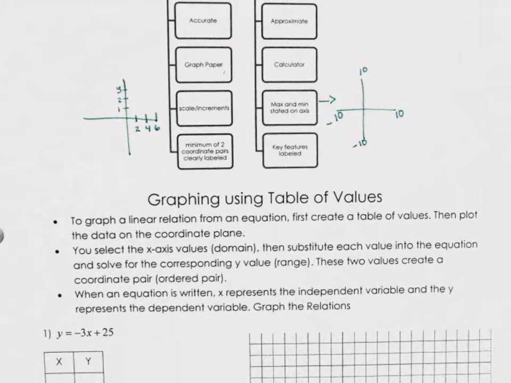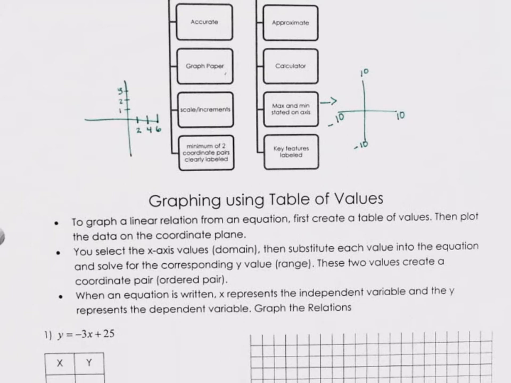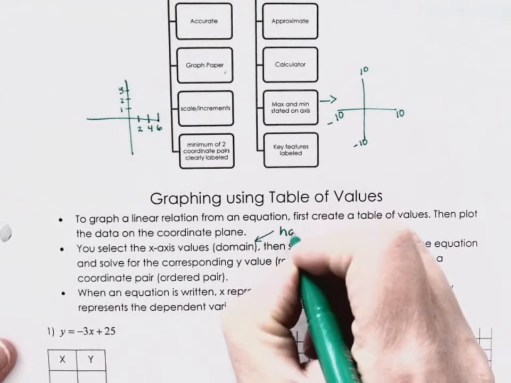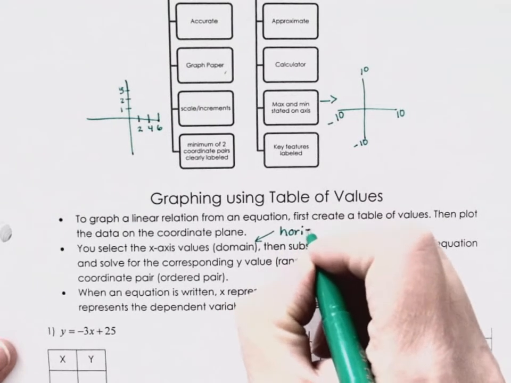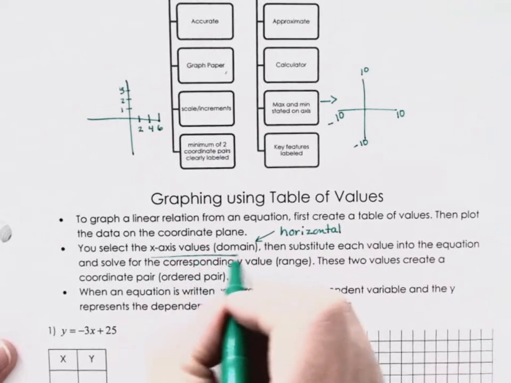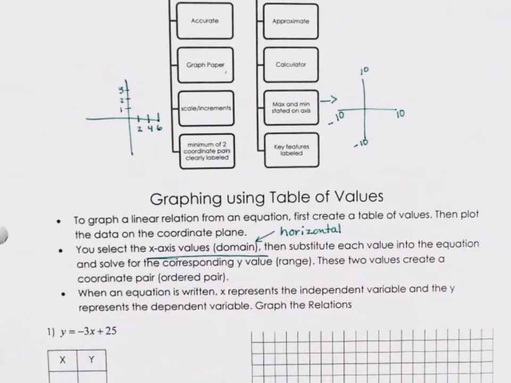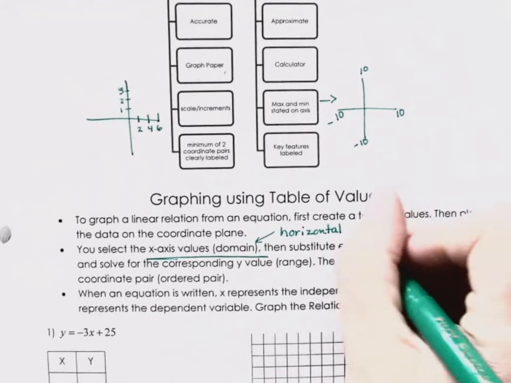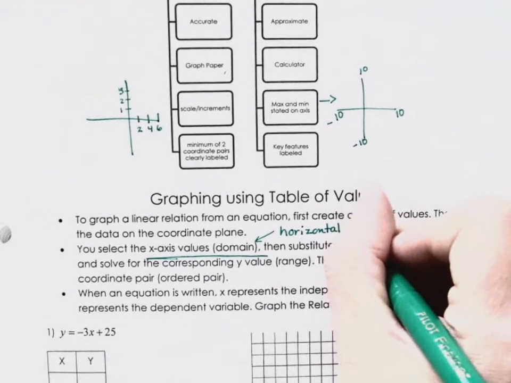So to graph using a table of values, a linear relation, create a table of values, plot the data points on the coordinate plane. Select your x-axis. We know that our x-axis is horizontal. Do you guys know what horizontal is? That's like a left-right, like it's the horizon, so it goes this way, right?